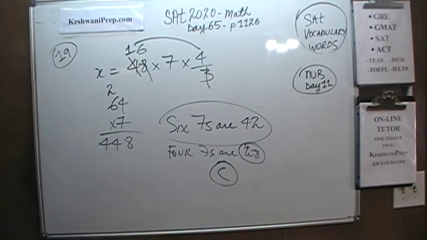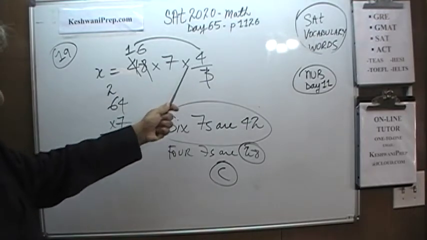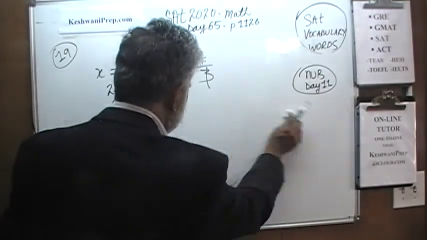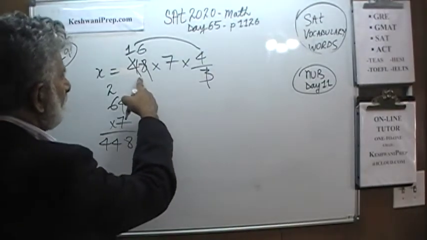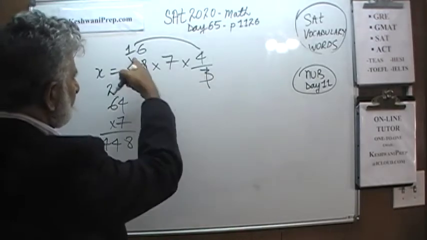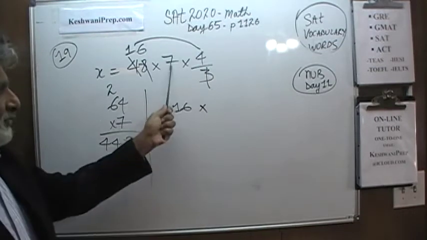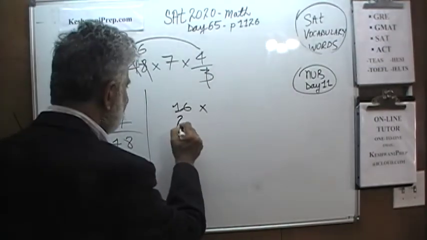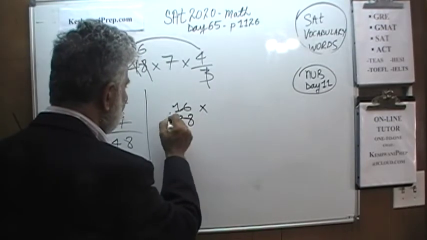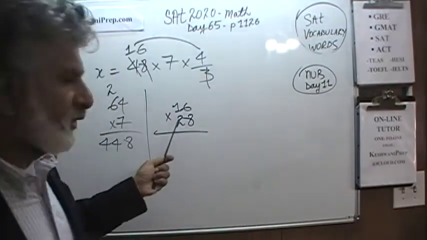There we go. Now, if you didn't want to go this route, if you're unable to see that 16 times 4 is 64 right away, another choice would have been this. I'm going to give you a second choice. We had reduced 48 to 16. We had 16 times 7 times 4, and 7 fours are 28. So instead of doing 64 times 7, we could have done 16 times 28. And that would have done the job very nicely. All we have to figure out is what is 16 times 28.